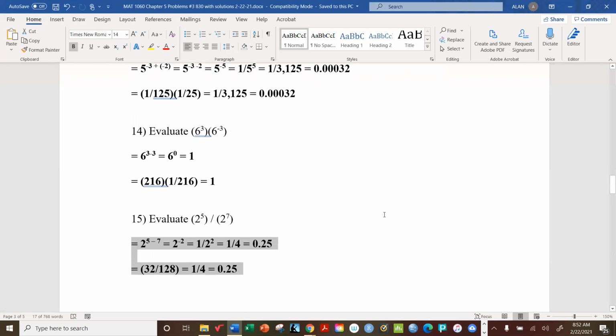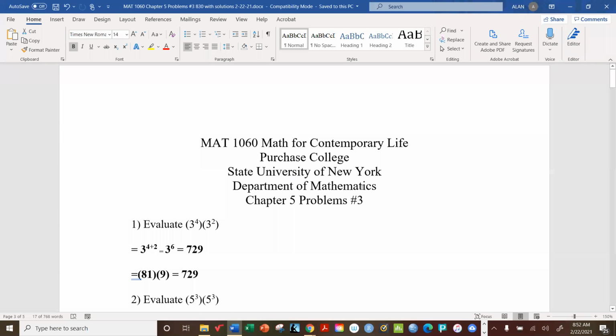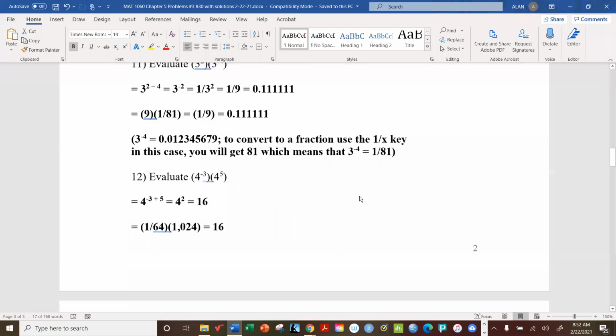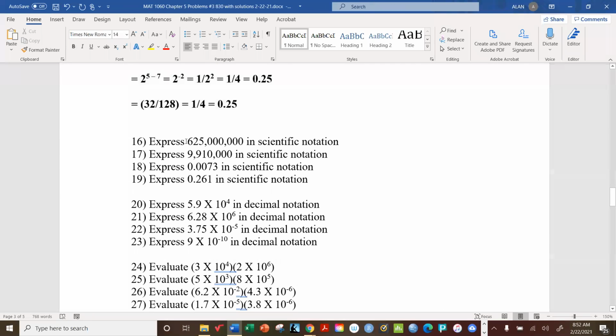All right, so those were all done. Ooh, that was tough. Look at them all. Yeah. All right, well, now we get to do some scientific notation.